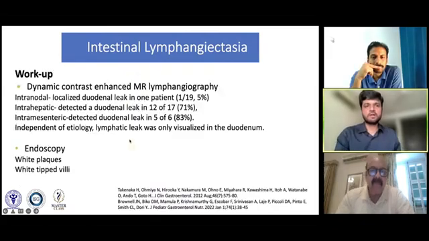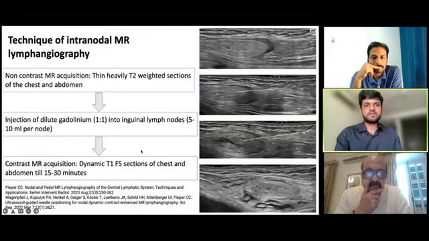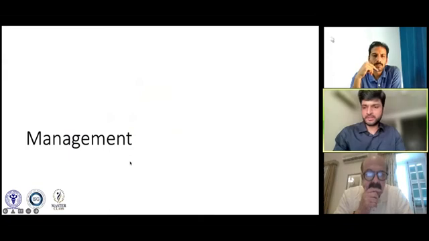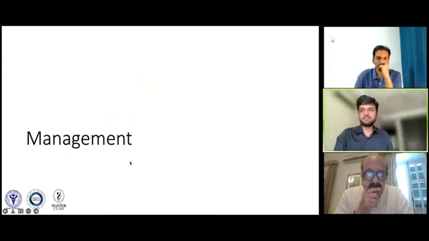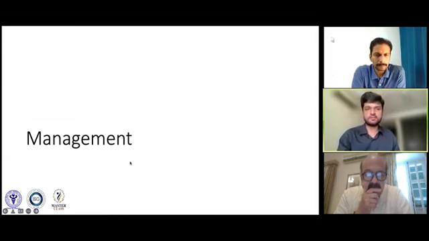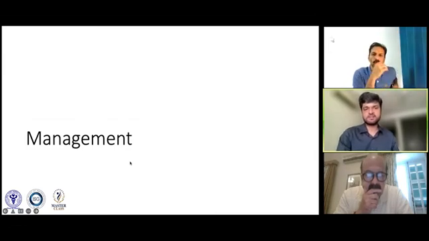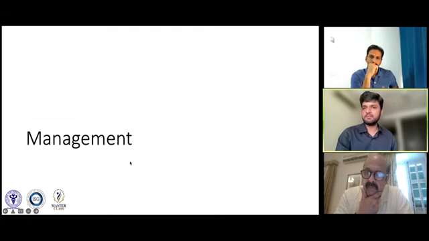Yes, sir. So once we have this kind of a picture where a patient is actively losing lymph from the bowel, in the form of proteins, in the form of fat, and everything is getting lost in the bowel, the equilibrium is disturbed such that the patient starts manifesting hypoalbuminemia and hypoglobulinemia. What do we do next?